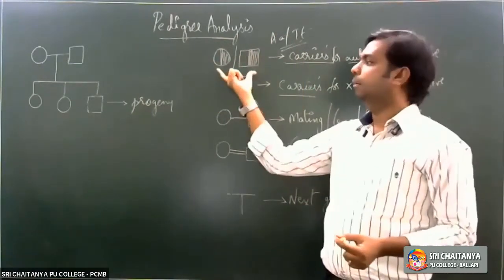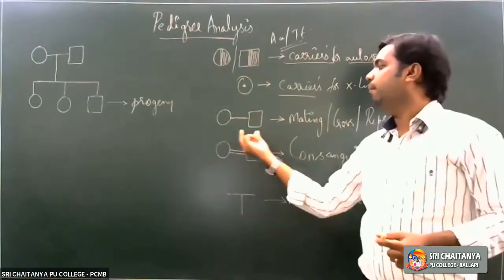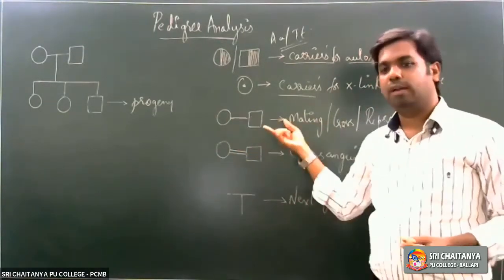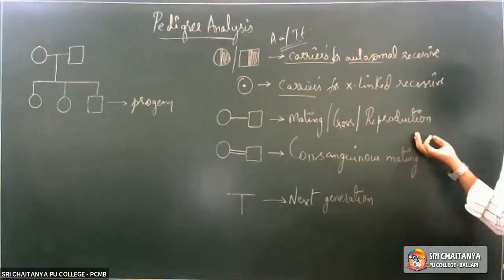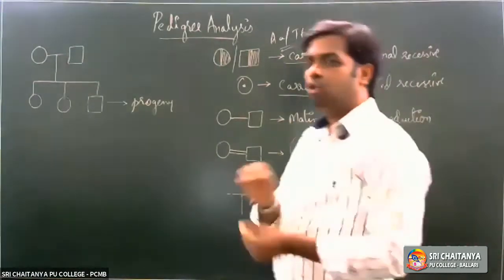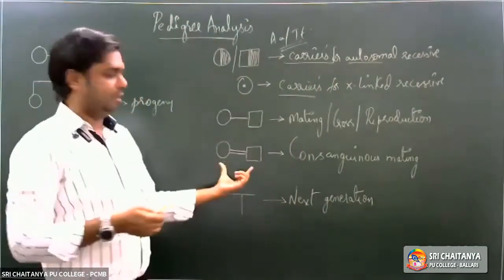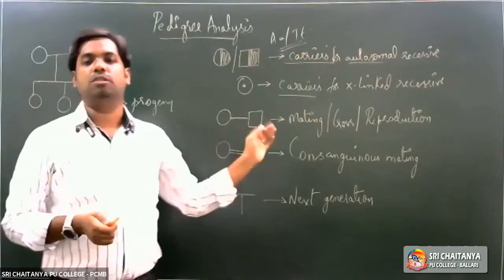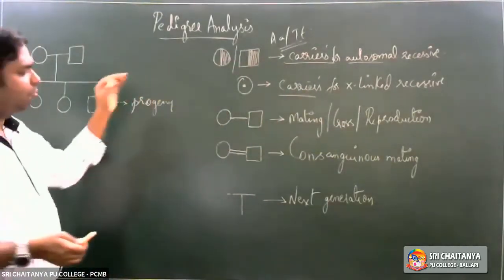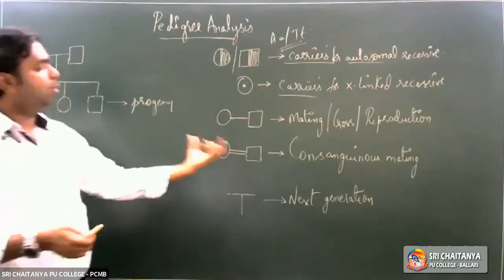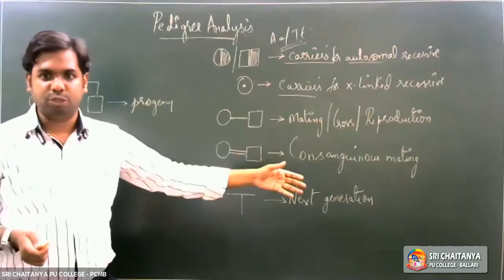So these are termed as carriers, right? Then if both female and male are connected by a horizontal line, we start using the term mating, cross, or reproduction. If both male and female are joined together by two horizontal lines, just like this case, we start calling it consanguineous mating. When we say consanguineous mating, that would indicate mating between two close relatives, right?